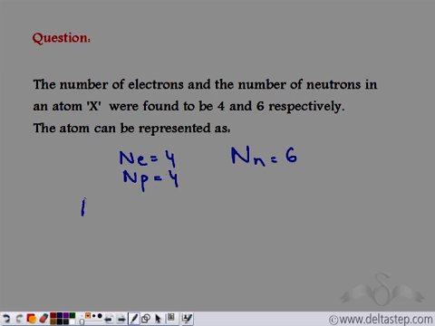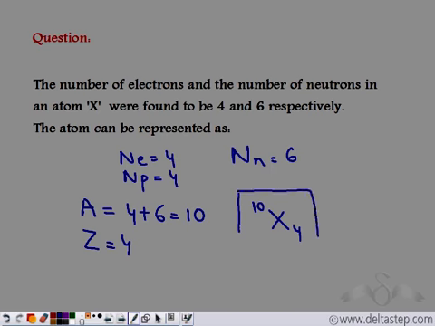The mass number is given by the total number of protons and the neutrons that are present in the atom. So we get the mass number equal to 10. The atomic number of an atom is given by the total number of protons that are present in the atom. So we get the atomic number of this element X as 4. So to represent that atom, we have X. The superscript is the mass number, which is 10. And the subscript is the atomic number, which is 4. So this is how we represent the given atom X.